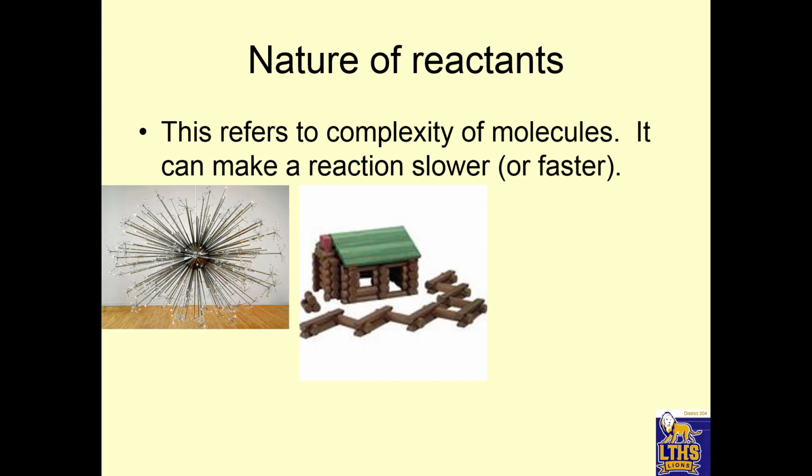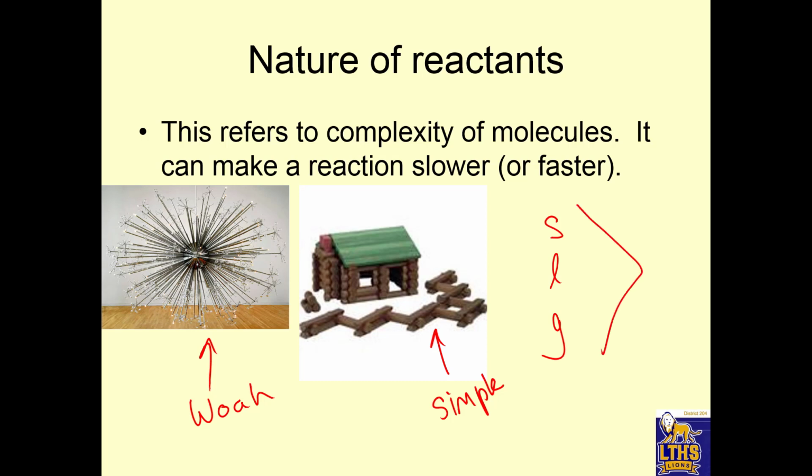Nature of reactants. How does that influence the rate? Well, if you have a super complex molecule, whoa, right? It's going to be harder to react to that molecule, right? And then if you have simple reactants, right, they can go faster. If you have solids, liquids, or gases, they can influence the rate because of the nature of the reactants. Gases actually react the fastest because they can hit more often. There's more space in between them. They can hit stuff more often.